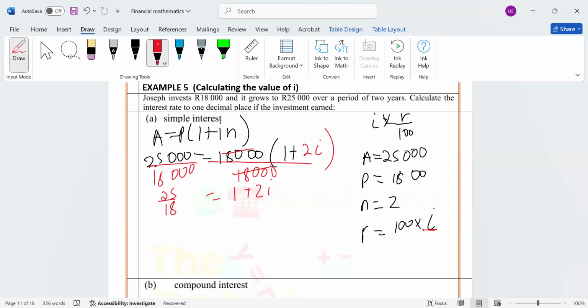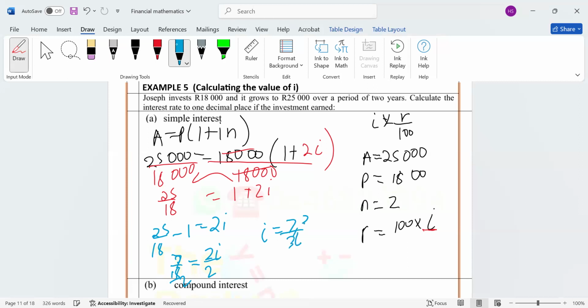We can take 1 to the other side. If we take 1 to the other side, it's going to become negative. So we have 25 all over 18 minus 1, which is 7 all over 18. So we have 7 all over 18, which is equal to 2I. We divide by 2, we divide by 2, and then it gives us I is equal to 7 all over 36. As a fraction, you can give it to me as a fraction and then we'll round it.